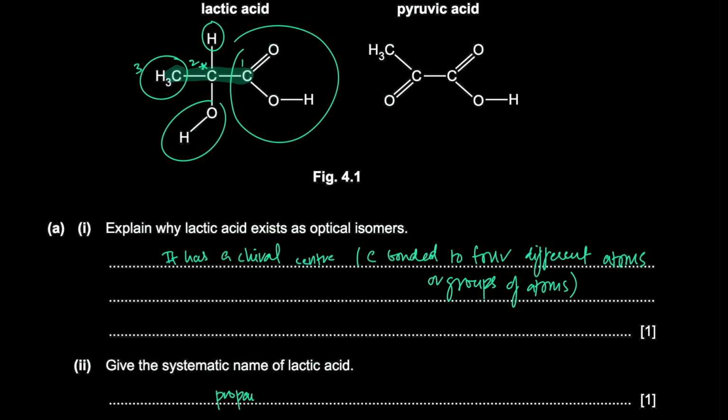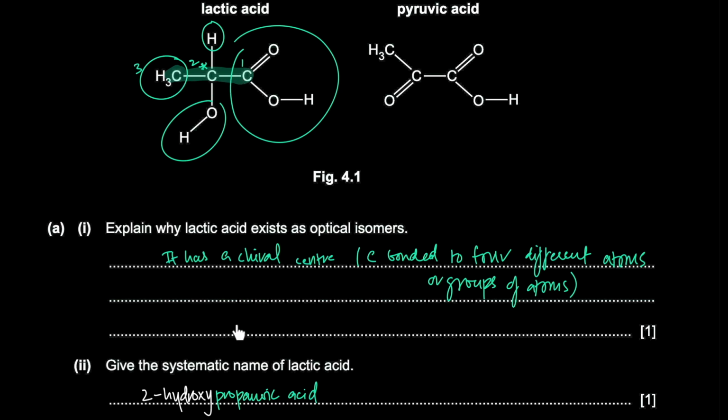Okay, propanoic acid. You don't have to number the carboxylic acid in the name because the carboxylic acid will be carbon number 1 by default, automatically. And then on carbon number 2, we have an OH group. So that makes this 2-hydroxypropanoic acid.